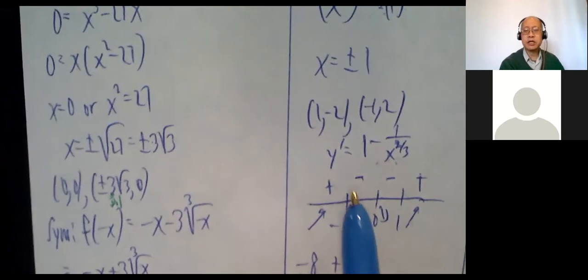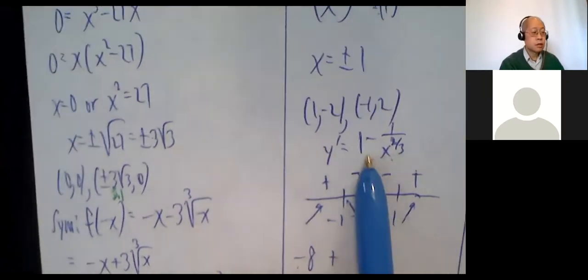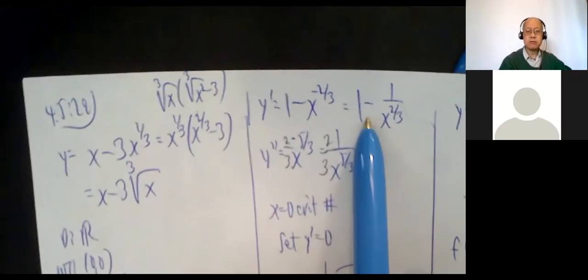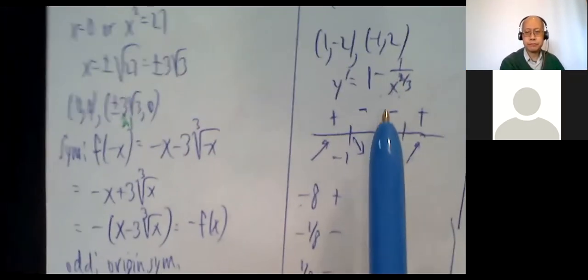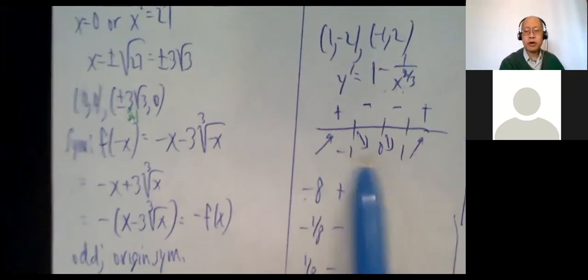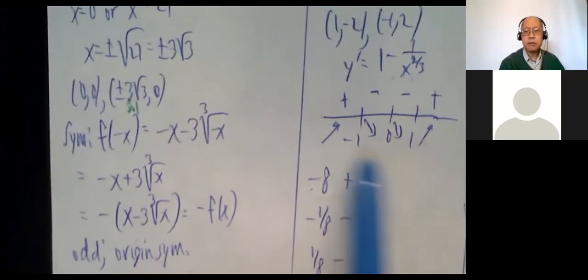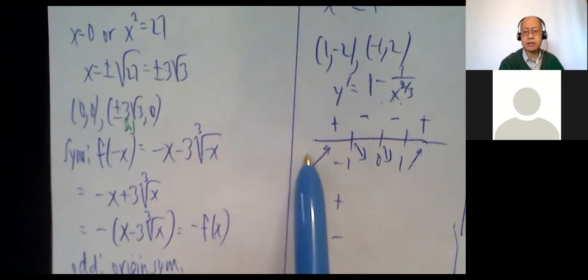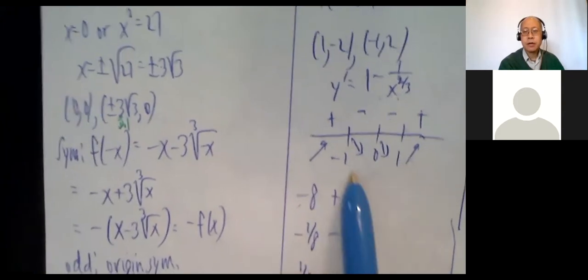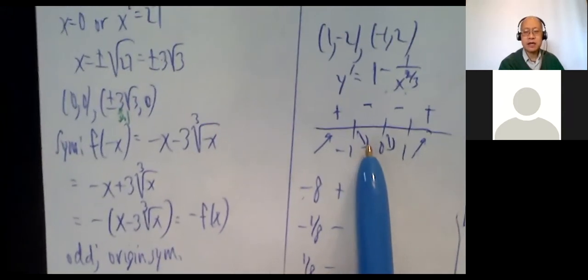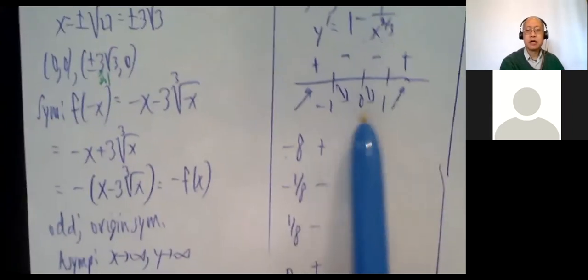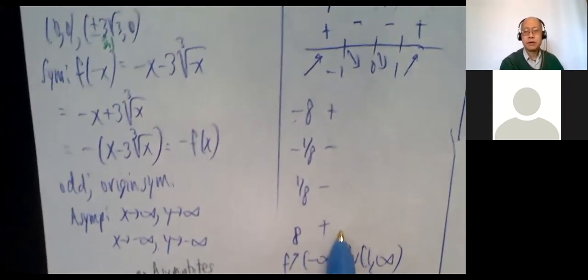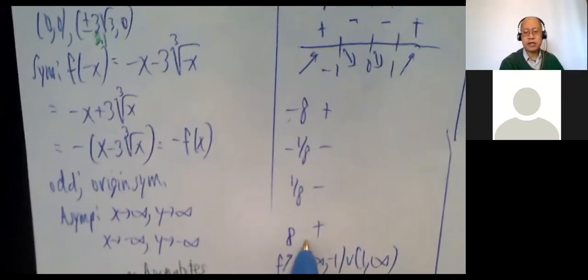Okay, so now for my sign chart, y prime was 1 minus 1 over x to the 2/3. -1, 0, 1. So pick something over here. I actually picked -8 because it comes out nice. And I picked -1/8. Believe it or not, that comes out nice. +1/8. And then 8. Now why does that come out nice? Let me start with an easy one, 8.